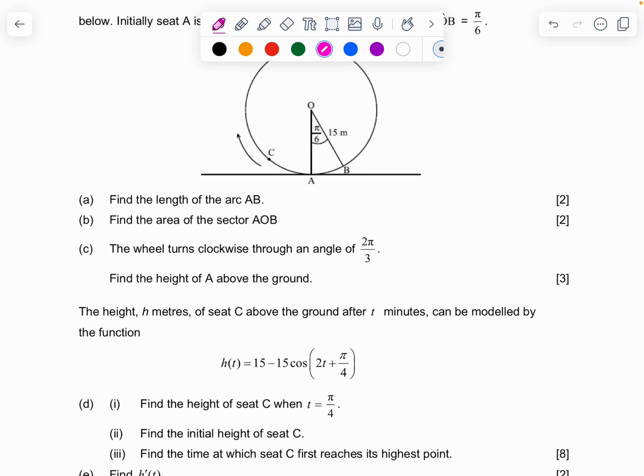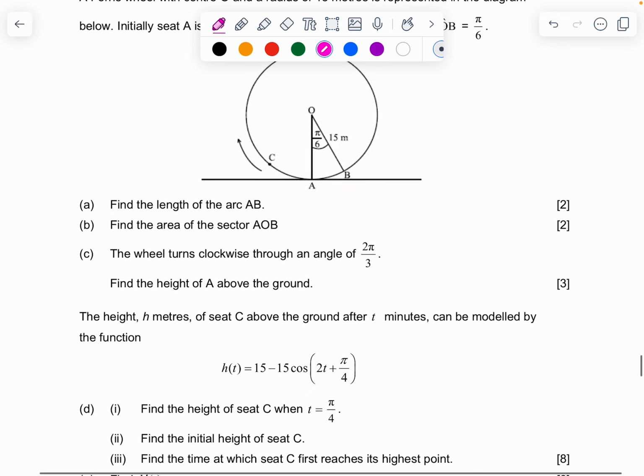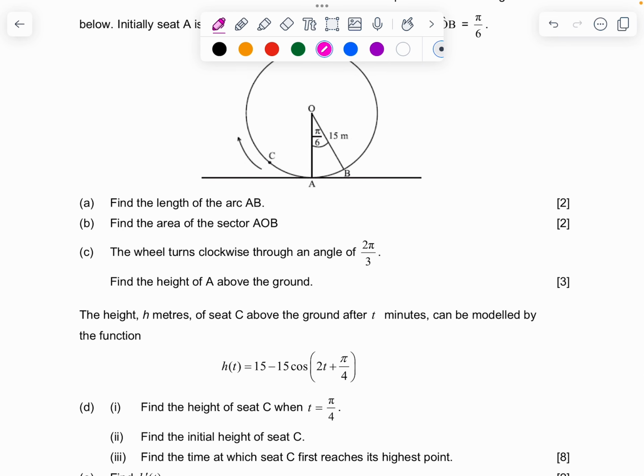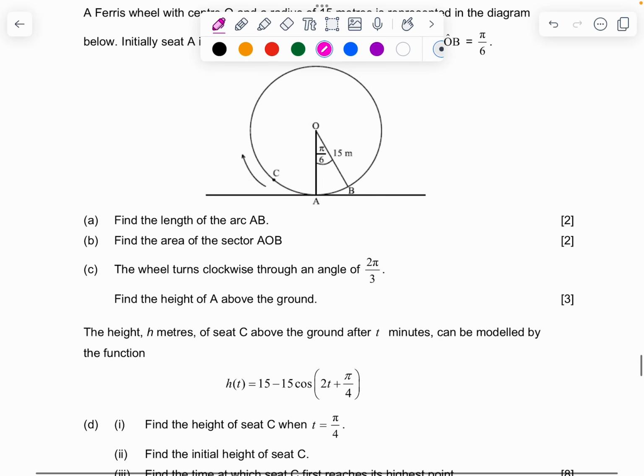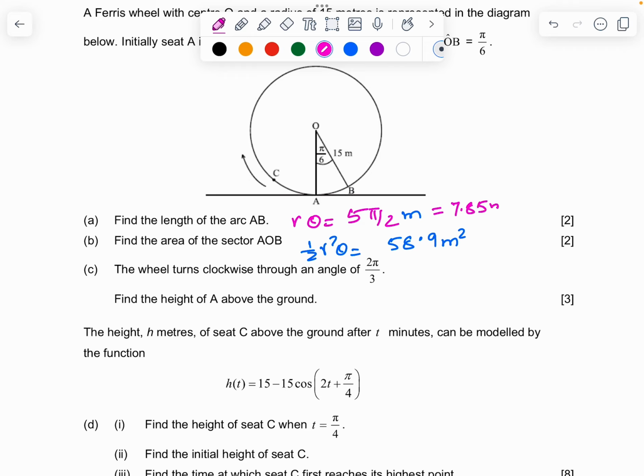We need to find the length of the arc AB and the area of the sector AOB. Length of the arc is r theta, which is 5 pi by 2. Area of the sector formula is half r squared theta, which is going to be 58.9 meters squared. Or, if you want to write it in three significant figures, 7.85 meters.